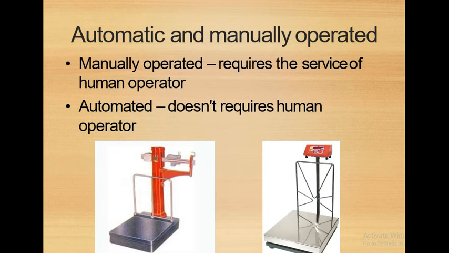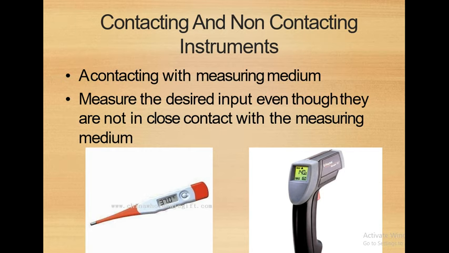Okay, so next is that contacting and non-contacting type of instrument that we have to study. Okay, so if you see the contacting instrument, it is in contact with the measuring medium. Okay, and if you see the non-contacting instrument, it is not coming in contact with the measurement medium. Okay, so they measure the desired input even though they are not in close contact with the measuring medium.